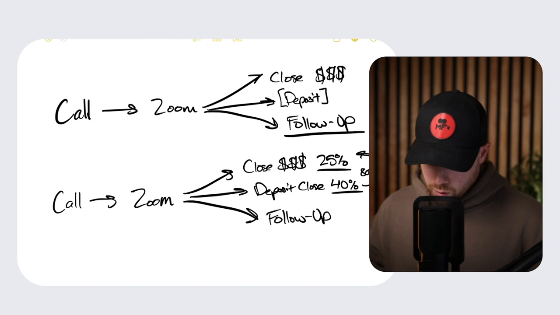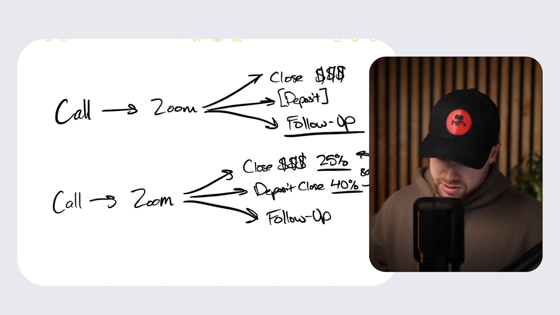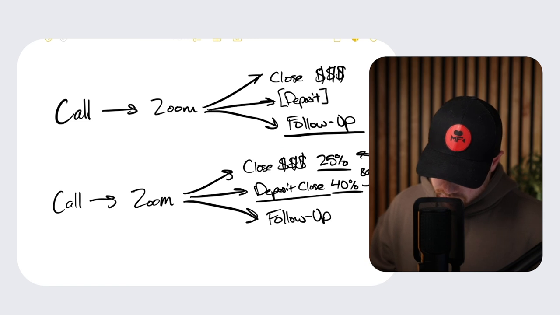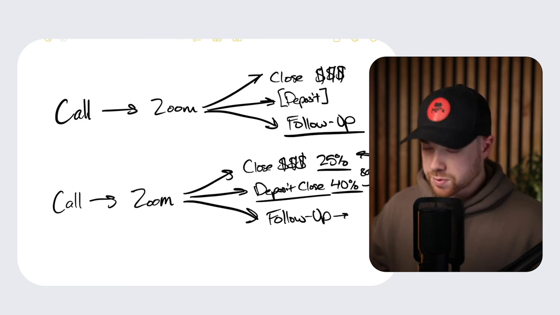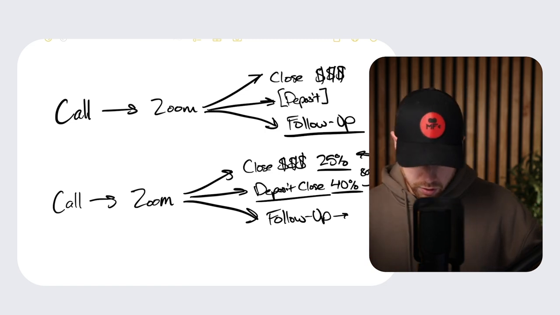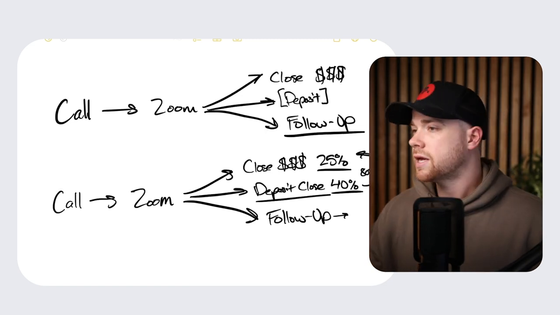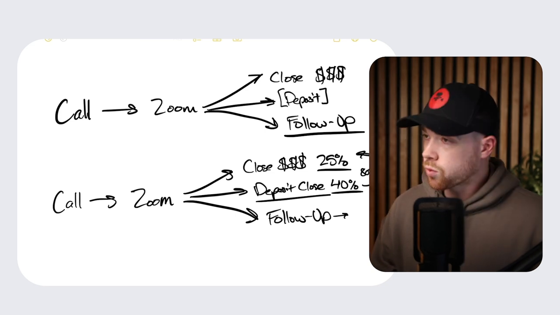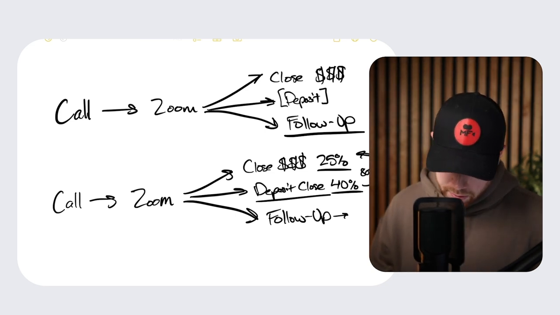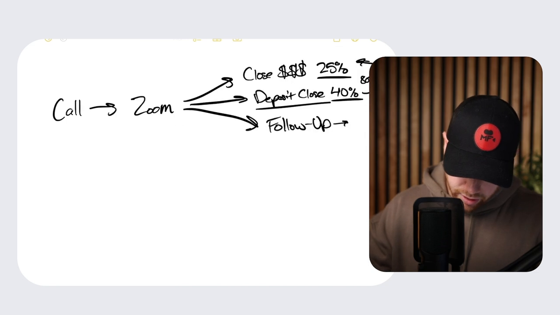So essentially what we did is we added more deals to the top line by simply doing this simple deposit close. And then obviously they would still have people that they would follow up with, and they would close those people eventually down the line. But we noticed that because of this, there was a huge lift in the conversion rate, the close percentage, because we were able to implement more of a deposit close. So let me walk you through how this actually works.